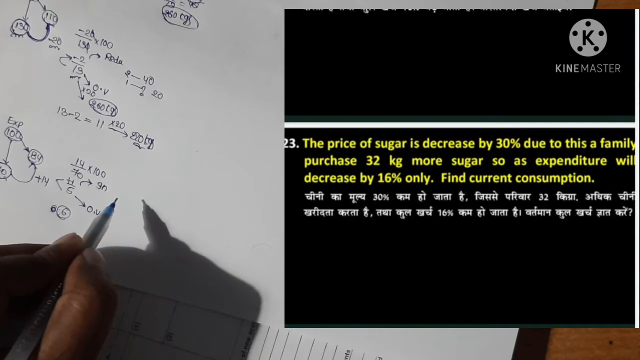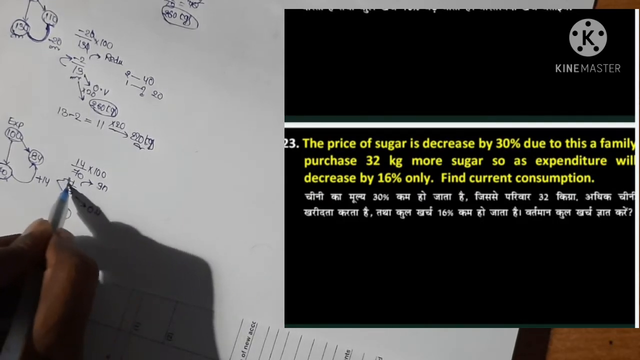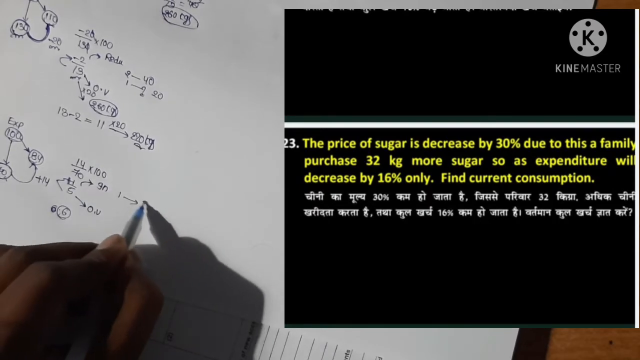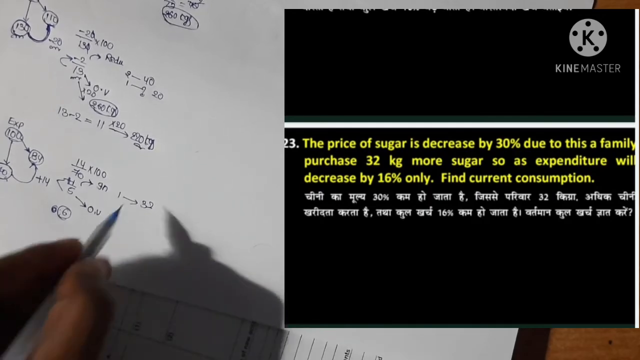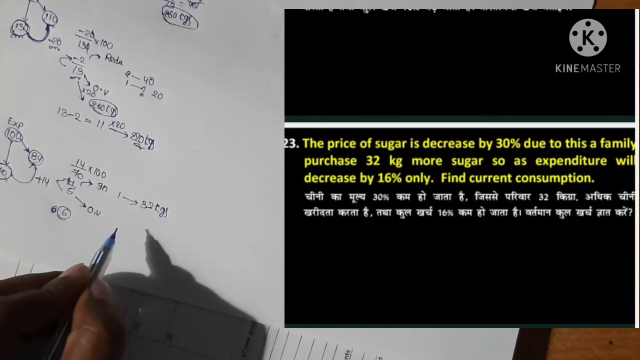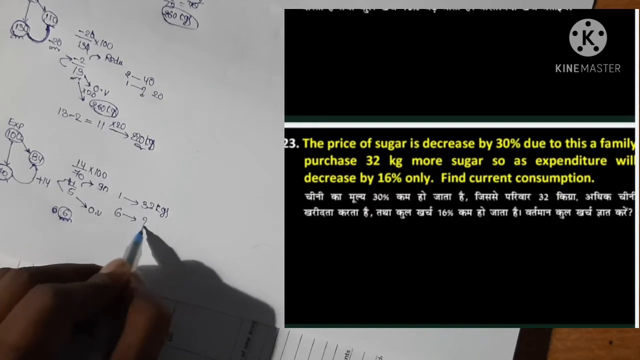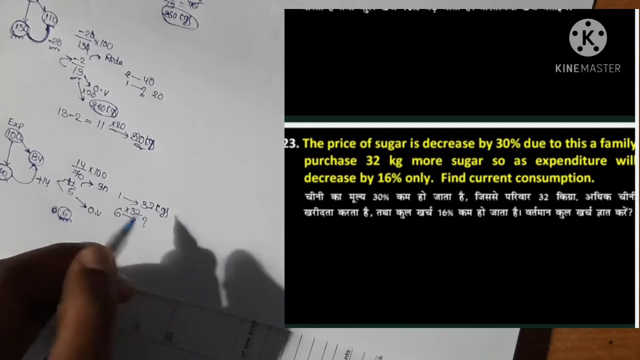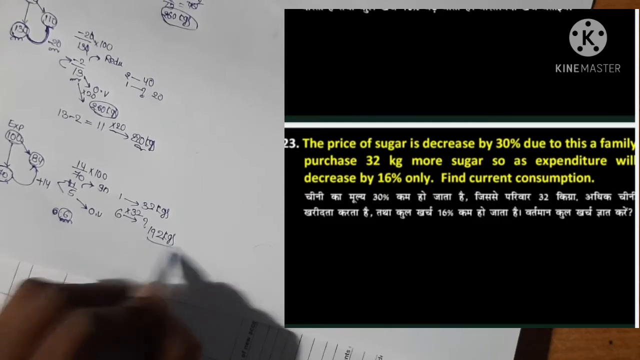So a family purchases 32 more kg. That means here increased value is 1. So 1 unit represents 32 kgs. Then current consumption represents 6 units. So 6 units represents 6 into 32, which is 192 kgs.